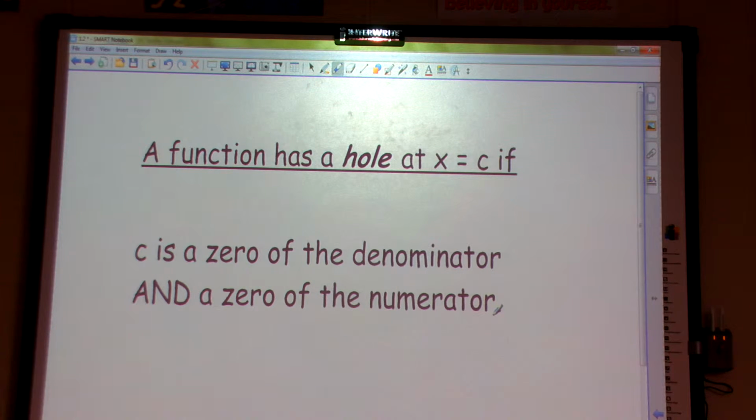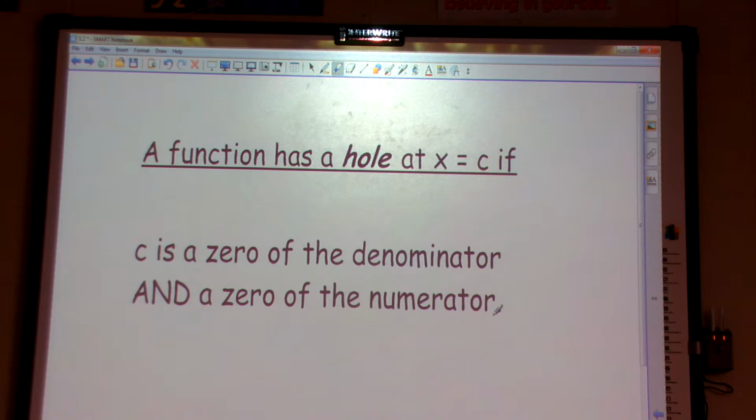So now we need to think about this. What do they have in common? What do vertical asymptotes and holes have in common? They're both 0 on the denominator. So that's exactly how we're going to start a problem. We're going to find when the denominator is 0.